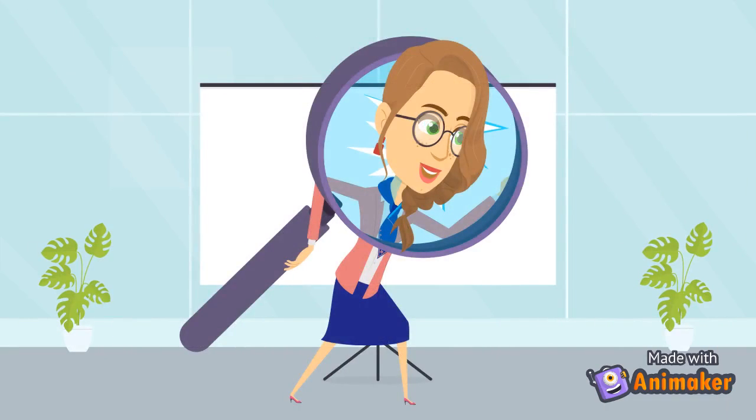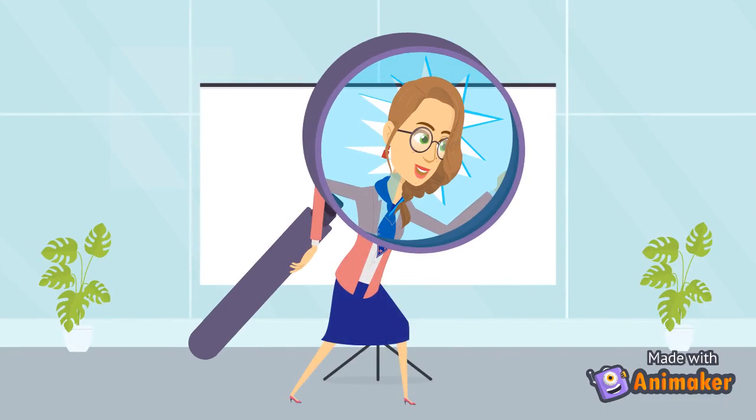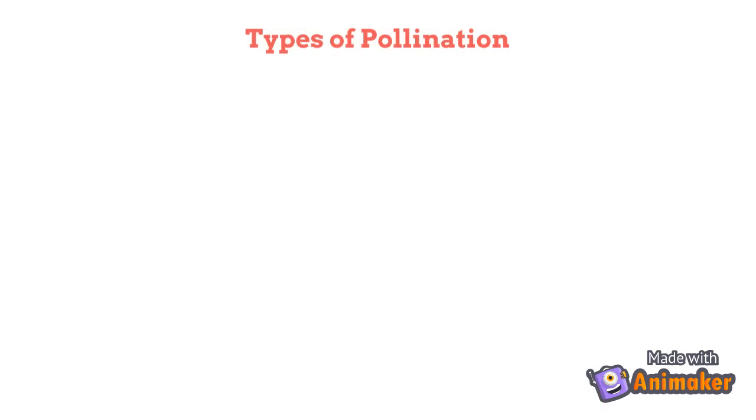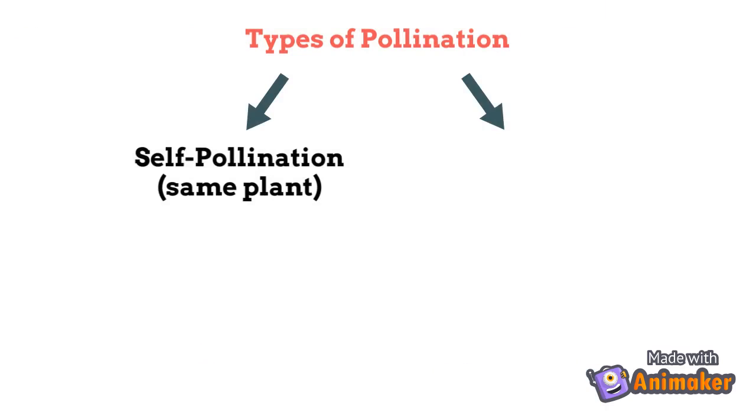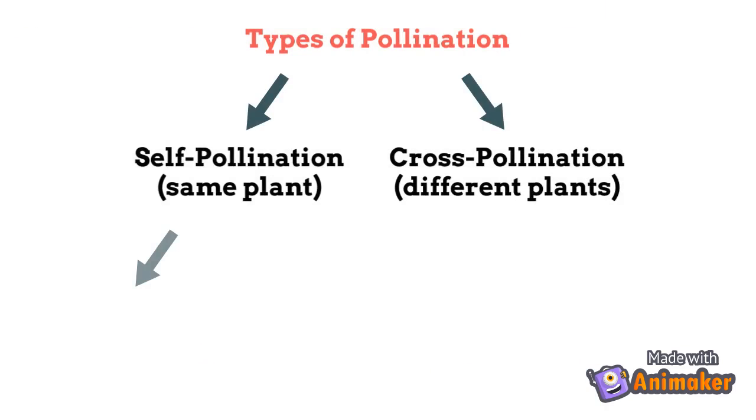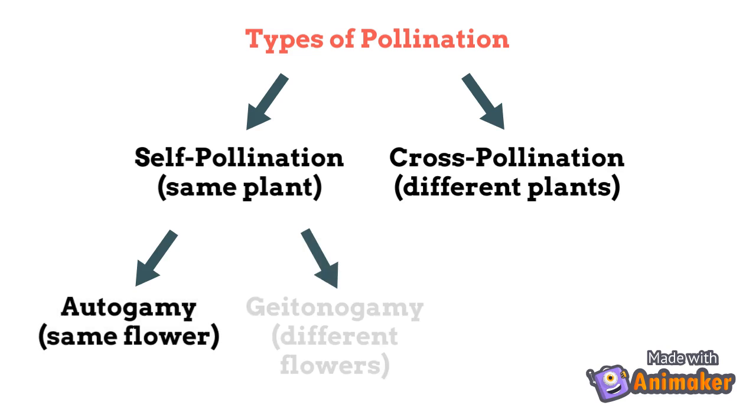Now that we know about the process of pollination, let us dig deep into the types of pollination. There are two main types of pollination: self-pollination and cross-pollination. Self-pollination is further divided into two main categories, namely, autogamy and Geitonogamy.